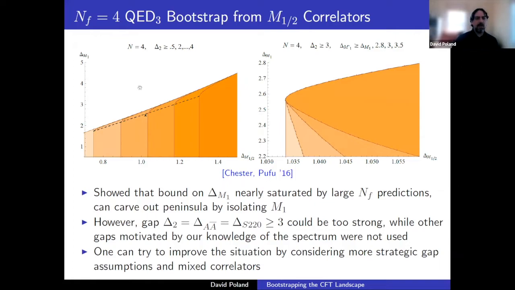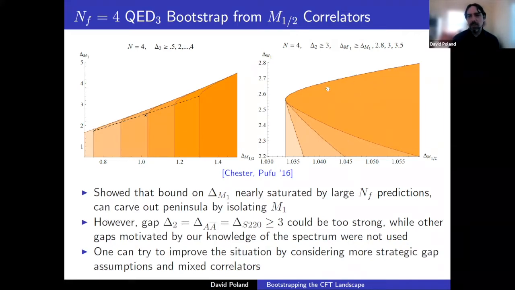And they also saw that you can get a sharp cut on this allowed region if you put in a gap until this AA bar operator, this 4 fermion operator. And the location of that cut is very sensitive to what gap you put in for AA bar. So that's one interesting feature here.